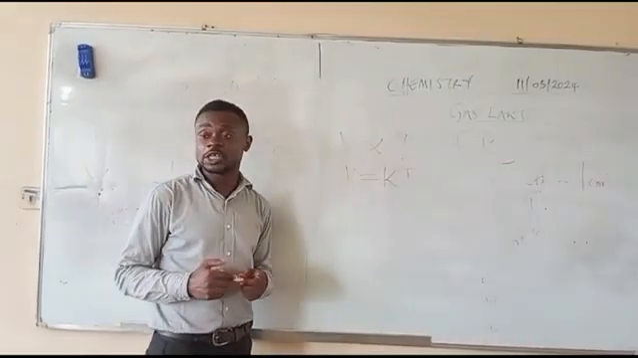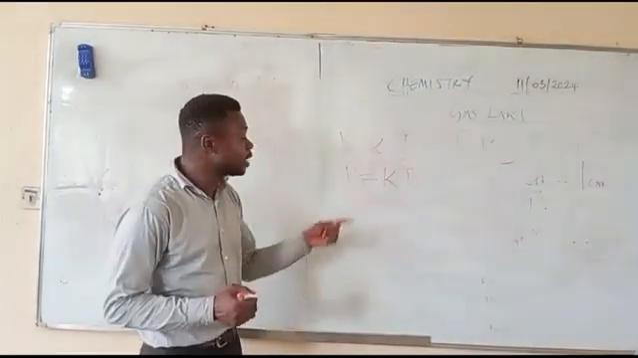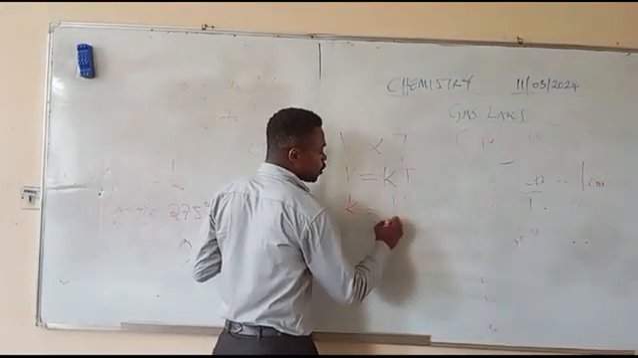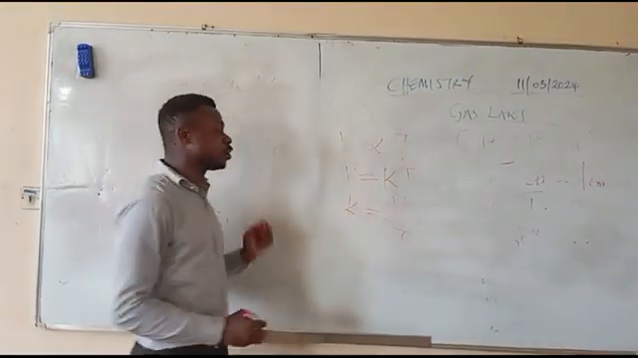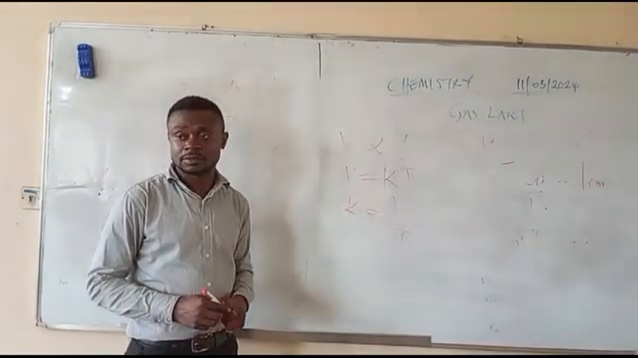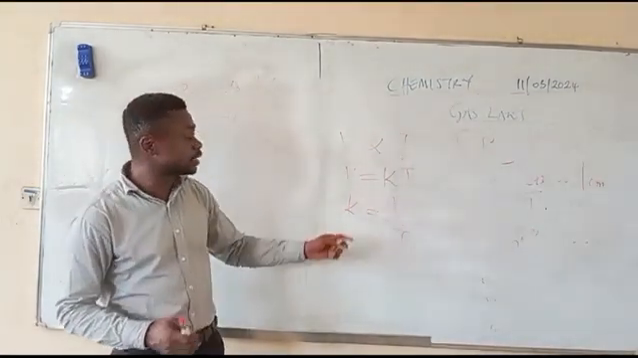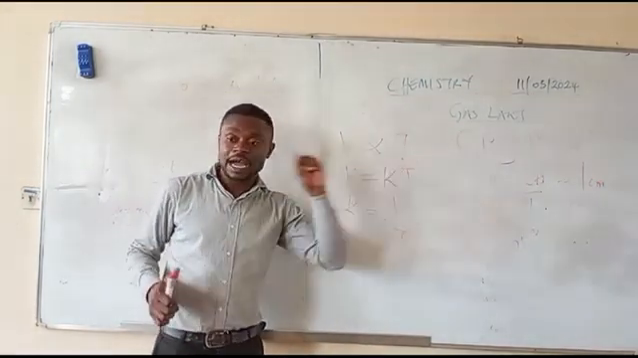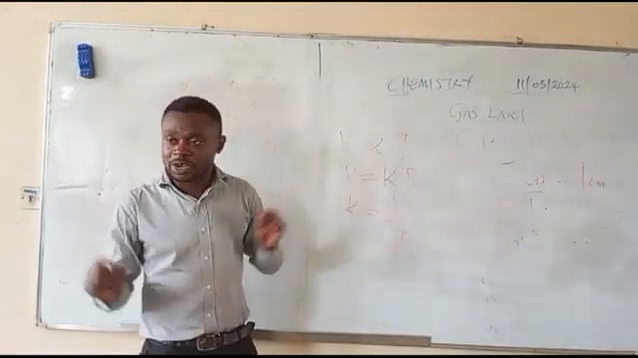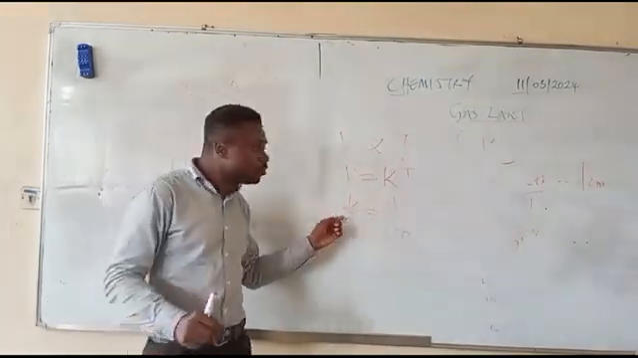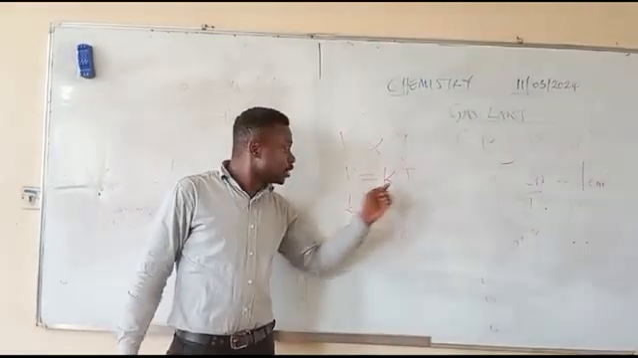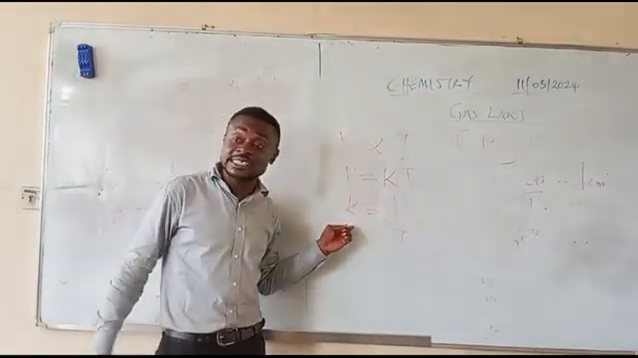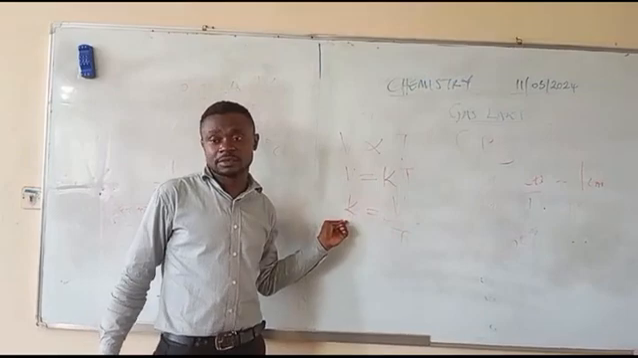V now becomes equal to Kt. So if you make k the subject of the formula, k is now equal to V over T, volume over temperature. What it means is that at any point in time, if you get the volume at this point divided by temperature at the same point, it will give you a constant value. Get the volume at another point divided by temperature at that point, it will keep giving you the same value. That's the meaning.